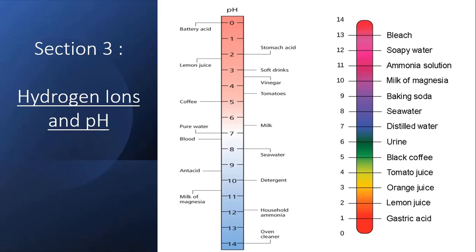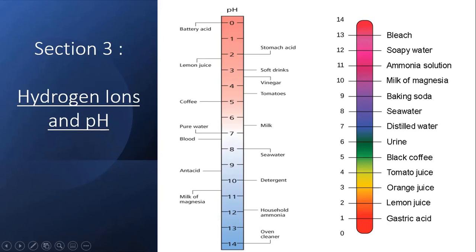The pH scale here shows you different values going from the top to the bottom. We start from 0 till 14. You see battery acid is 0, stomach acid is 2, lemon juice is more than 2, let's say like 2.4. We have soft drinks, which is the Pepsi, Cola, all these bad fizzy drinks, they are acidic.